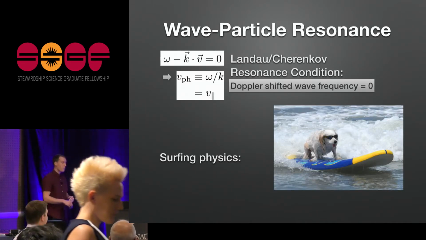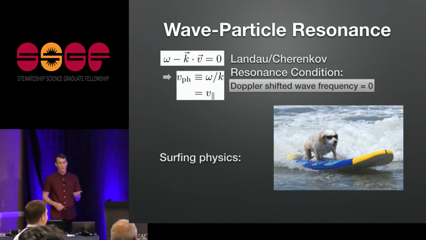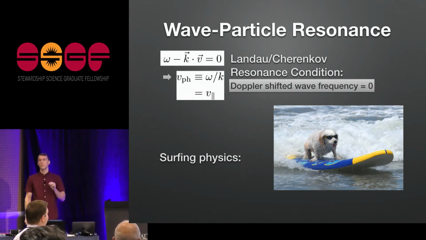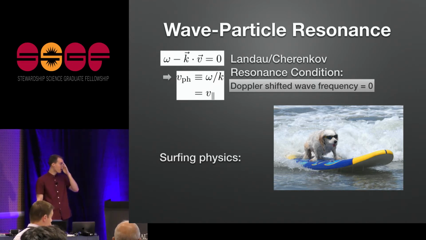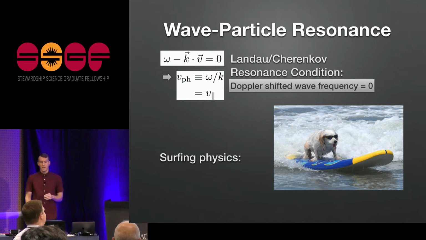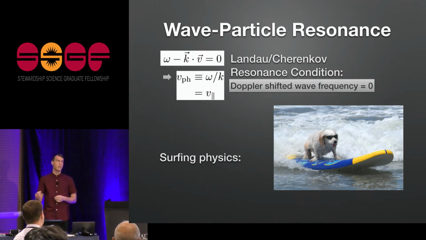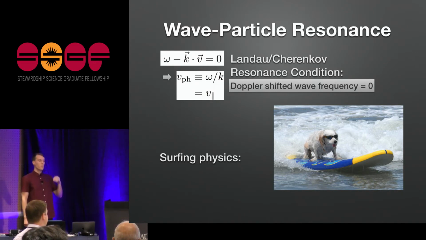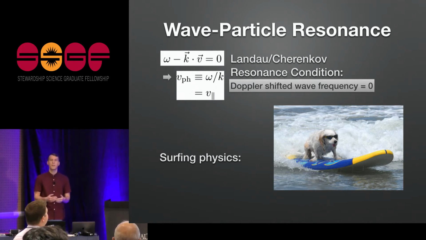So in order to scatter on waves, you need to meet special conditions, and that's called the wave-particle resonance. Here I'm showing what's called the Landau-Cherenkov resonance condition, which is a condition between the properties of the wave and the velocity of particles. It says that in order to resonate with a wave, the phase velocity of the wave has to match the velocity of the particle, or that the Doppler-shifted frequency of the wave in the particle frame is 0.